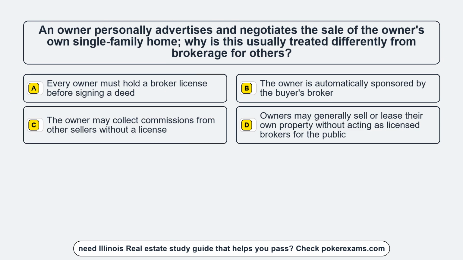Question 20. An owner personally advertises and negotiates the sale of the owner's own single-family home. Why is this usually treated differently from brokerage for others? Option A. Every owner must hold a broker license before signing a deed. Option B. The owner is automatically sponsored by the buyer's broker. Option C. The owner may collect commissions from other sellers without a license. Option D. Owners may generally sell or lease their own property without acting as licensed brokers for the public.